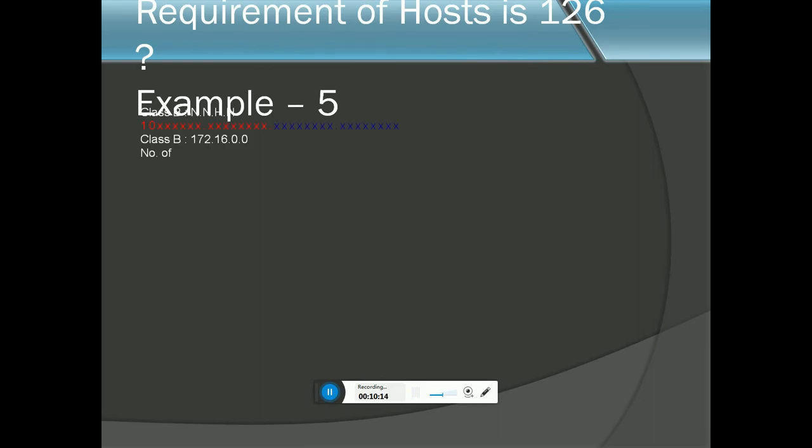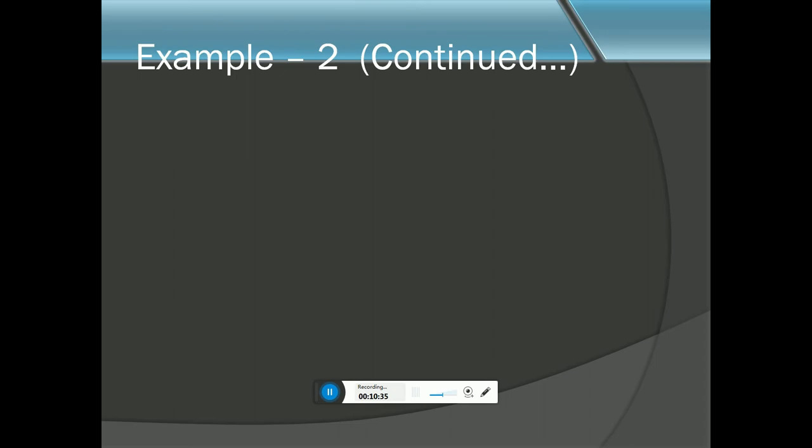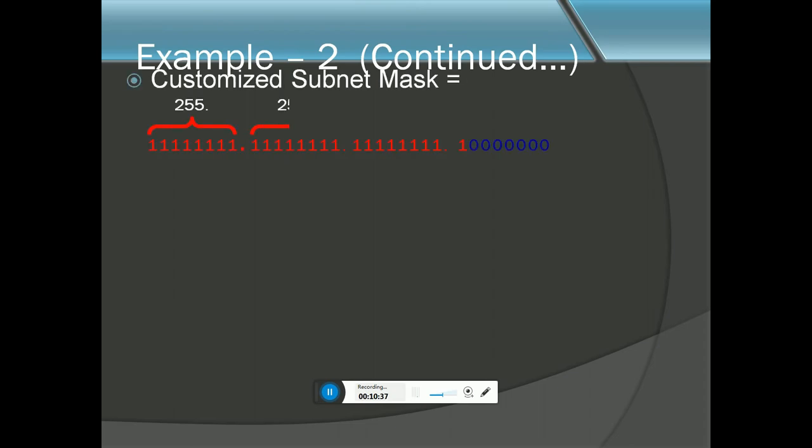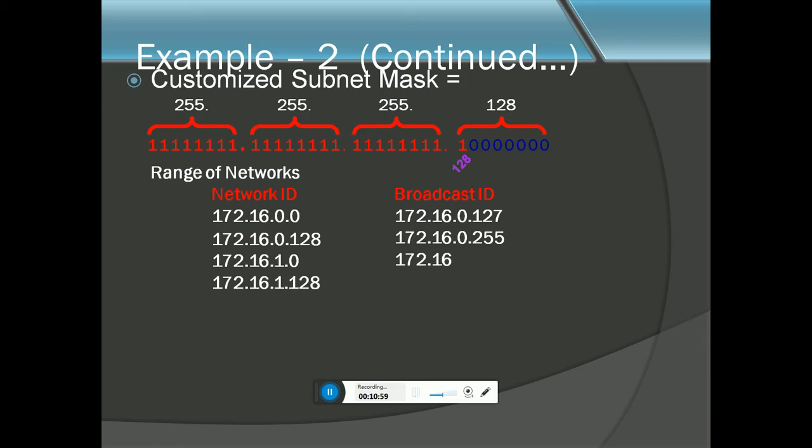Class B, 172.16.0.0: 2 to the power of 7 is 128 minus 2, 126 hosts and subnets. Number of subnets is 2 to the power of n minus 2: 2 to the power of 9 is 512 minus 2, 510 subnets. Customized subnet mask 255.255.255.128. Range of network and broadcast IDs: 16.0.0 to 16.0.127, 0.128 to 0.255, 1.0 to 1.127, 1.128 to 1.255.